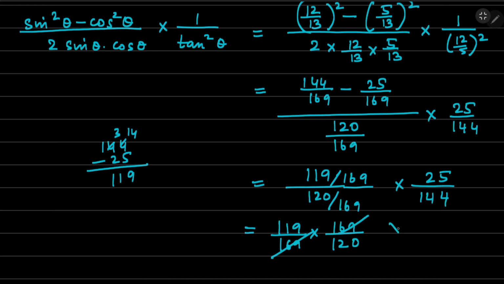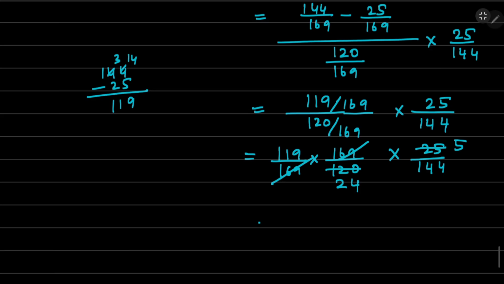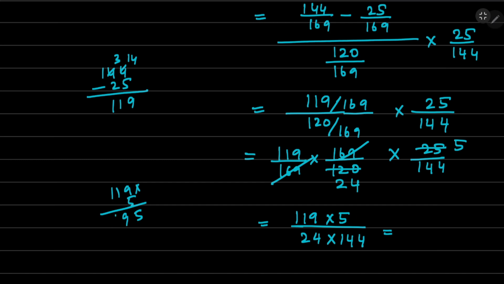So 169 will get cancelled. 25 by 144, right? So 5 5s are 25, again 5 2s are 10, 5 4s are 20. What you are left with is 119 multiplied by 5 divided by 24 multiplied by 144. That will be your answer. So what is 119 multiplied by 5? 595, right? 595 divided by 144 multiplied by 24.